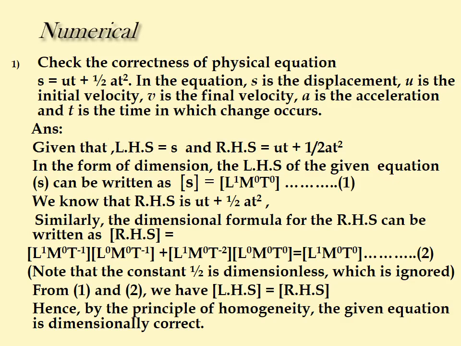Note that the constant 1/2 is dimensionless, which is ignored. From expressions 1 and 2, we have dimension of LHS equal to dimension of RHS. Hence, by the principle of homogeneity, the given equation is dimensionally correct.